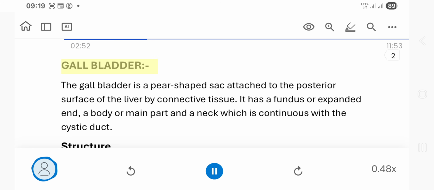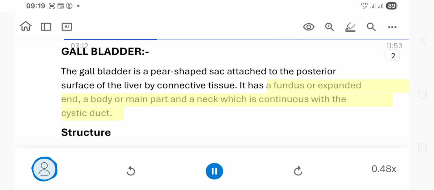Gallbladder. The gallbladder is a pear-shaped sac attached to the posterior surface of the liver by connective tissue. It has a fundus or expanded end, a body or main part and a neck which is continuous with the cystic duct.